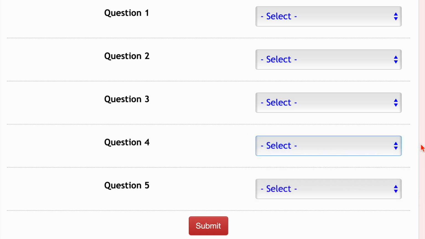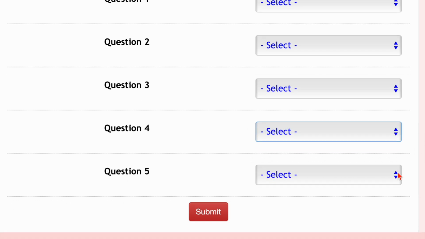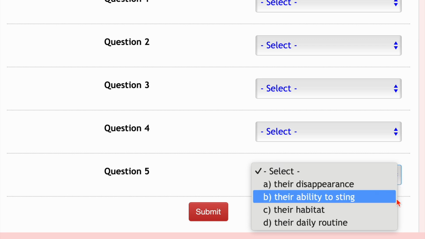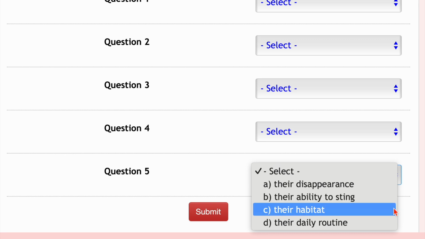Question 5. When discussing bees, what do they talk about the most? Their disappearance, their ability to sting, their habitat, their daily routine.